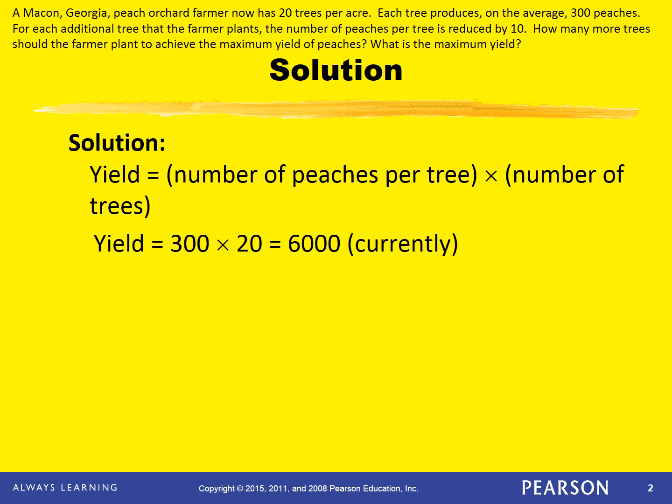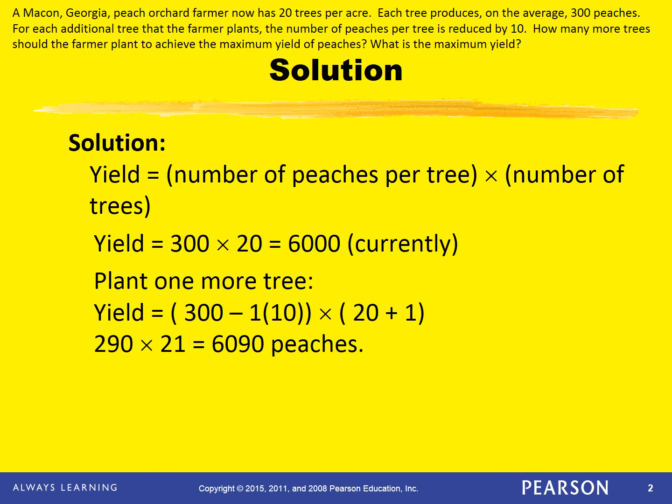Right now, it's 300 peaches times 20 trees, 6,000 peaches. Plant one more tree and you have to subtract 10 from the peach production per tree, but then you add one tree. So it's 290 times 21, and your total output goes up 90 to 6,090 peaches. So that's definitely something you want to do.